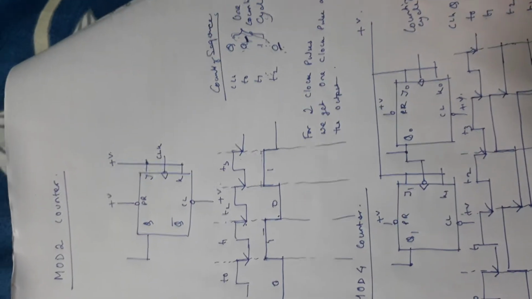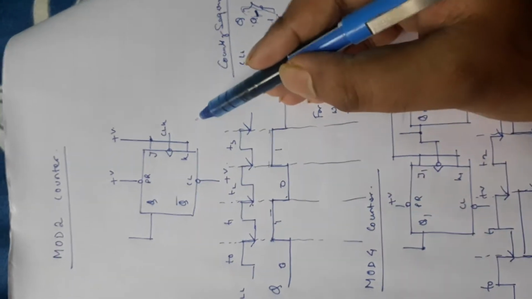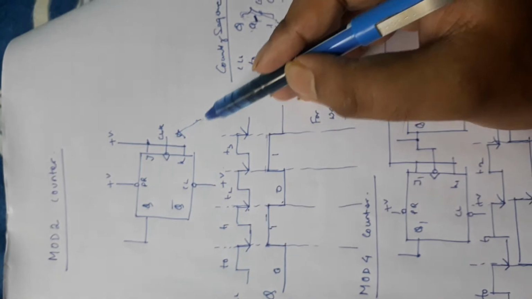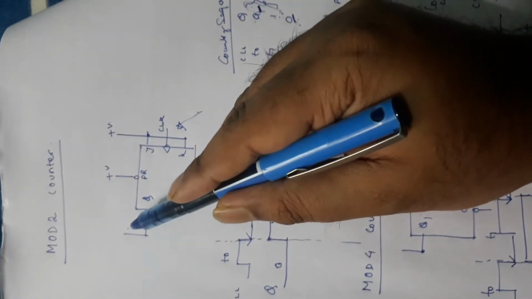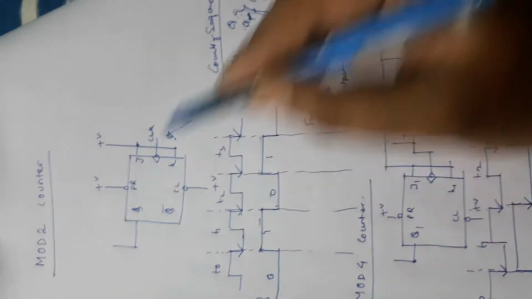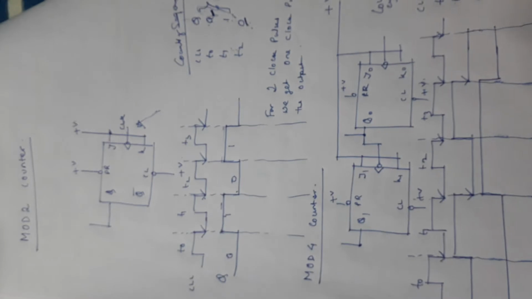And in a mod 2 counter, what is the counting sequence at Q? If the first clock hits, you will get a 0. If the second clock hits, you will get a 1. If the third clock hits, you will get a 0 again. This is the counting cycle: 0, 1, 0.